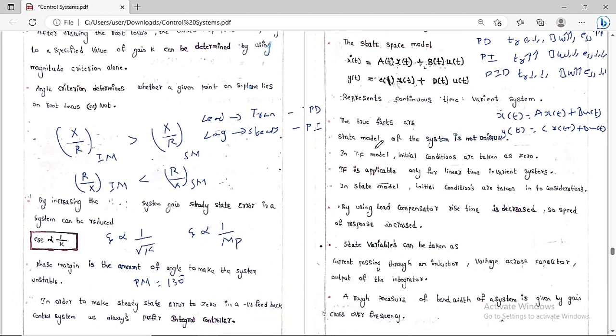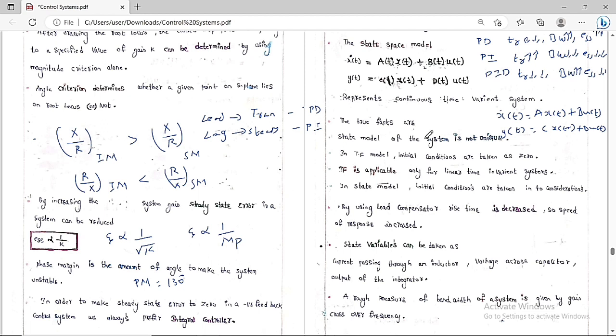The next points are some true facts we are going to discuss. The state model of the system is not unique. Yes, I already told you, the state model of the system is not a unique one. In the transfer function model, initial conditions are taken as 0, and the transfer function is applicable only for linear time invariant systems, LTI systems only. In the state space model, initial conditions are taken into account.